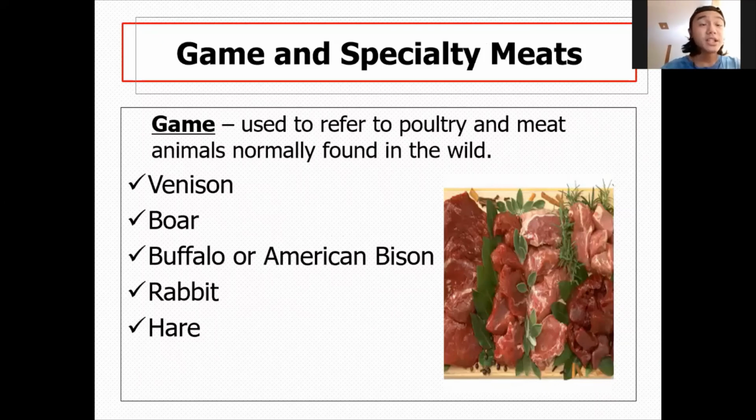Next. Game is used to refer to poultry and meat animals normally found in the wild, such as venison, boar, buffalo or American bison, rabbit, or hare.